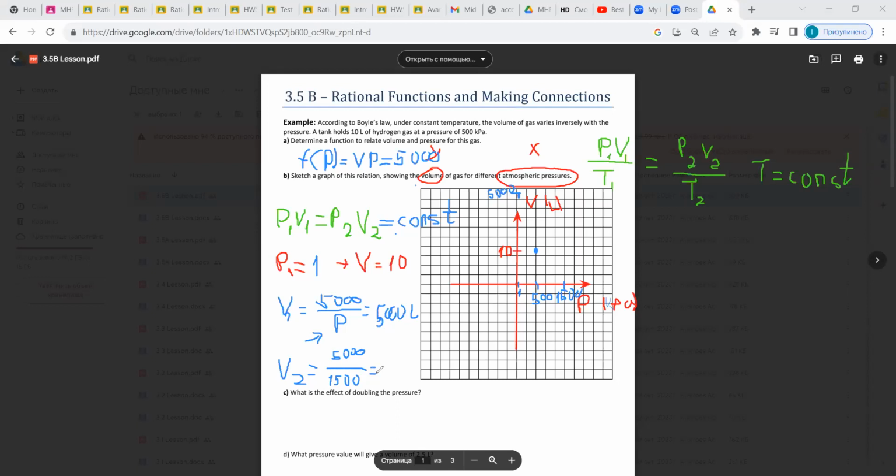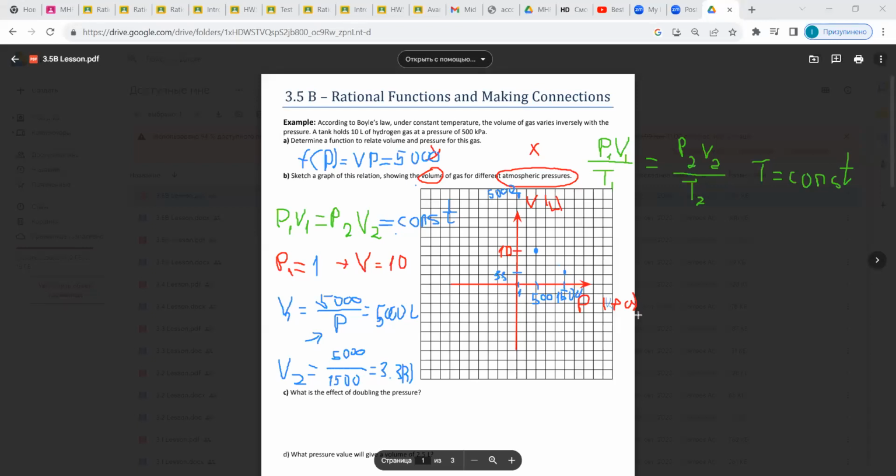5,000 divided by 1,500. So I get a result of 3.3 in period. So I can say 3.3, let's say it's somewhere here. 3.3, this, and joining the crossroad of these 2 points, we're gonna get it right here. This is our third point.